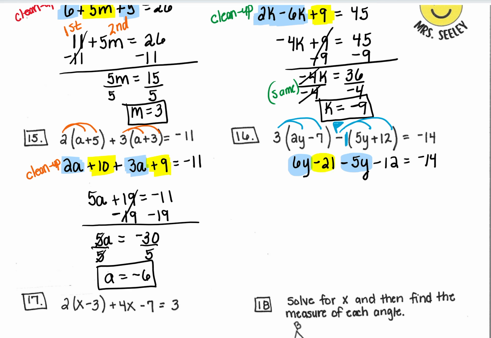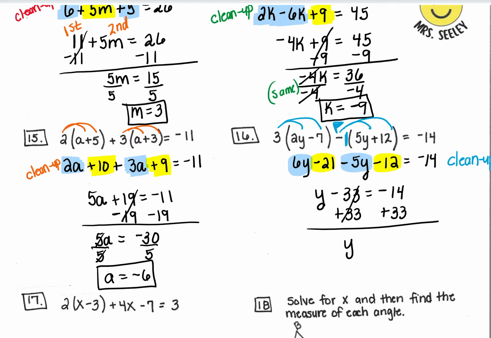And here I have negative 21 and negative 12, because we know that we have to clean things up before we can go over to the other side to our friend's house. And so I've got 6 of them minus 5 of them gives me 1. Negative 21 and negative 12, that is negative 33, is equal to negative 14. And then I need to plus my 33 because that's a minus, so I'm going to plus. You always undo it, and plus undoes a minus. Those cancel, and that gives me y equals 19.